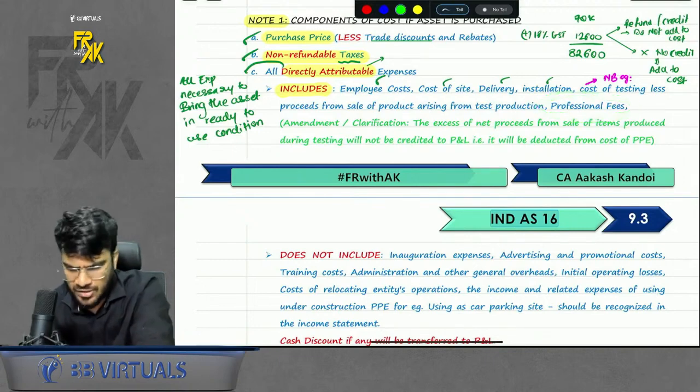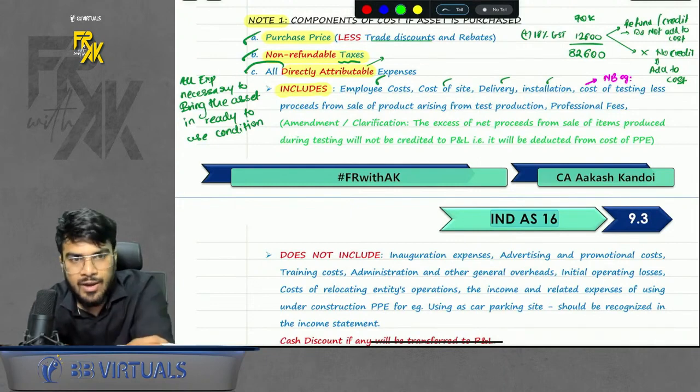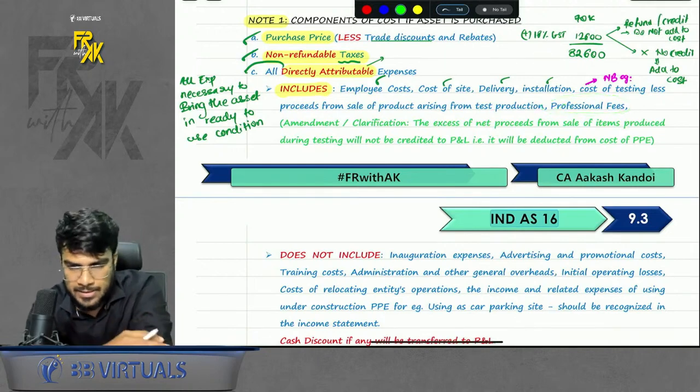Apart from this, there are professional fees. So what is the meaning of professional fees? Sometimes whenever you purchase an asset, you have to incur some registration charges or legal fees, right? So you will consider it as professional fees to be added to the cost of the asset.